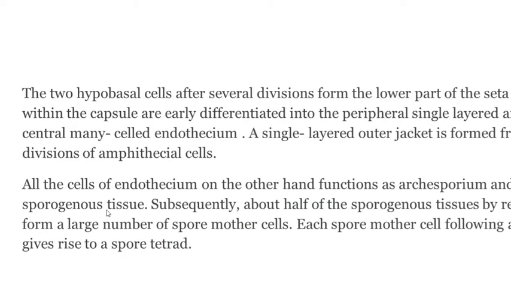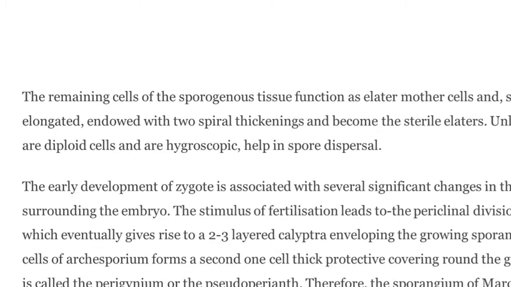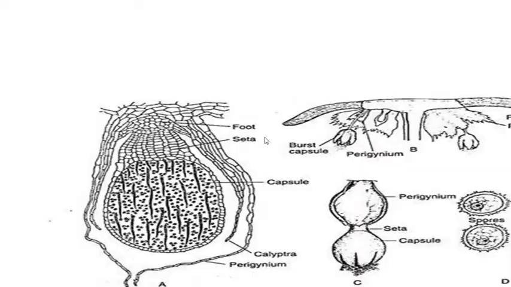A single-layered outer jacket is formed from the anticlinal division of amphithecial cells. All the cells of the endothecium, on the other hand, function as archesporium and form a massive sporogenous tissue. Subsequently, about half of the sporogenous tissue by repeated divisions forms a large number of spore mother cells. Each spore mother cell undergoes meiotic division and gives rise to a spore tetrad. The remaining cells of the sporogenous tissue function as elater mother cells.